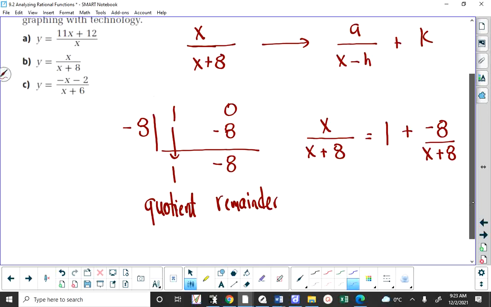Okay, so when I rewrite this function, it can be rewritten as negative 8 over x plus 8 plus 1, which means we have a vertical reflection because A is negative 8, and it's vertically stretched by a factor of 8. We have a horizontal shift of 8 units to the left, and then a vertical shift of 1 unit up. Does that make sense? Okay. Other questions?